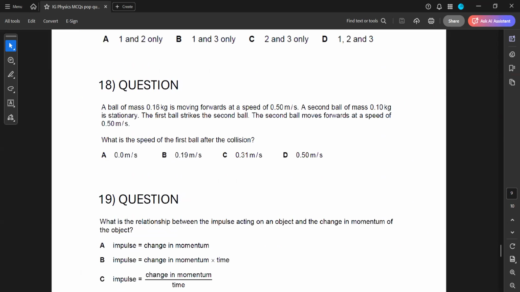The correct answer for this one is B. I will solve question 18 because it's related to the conservation of momentum.